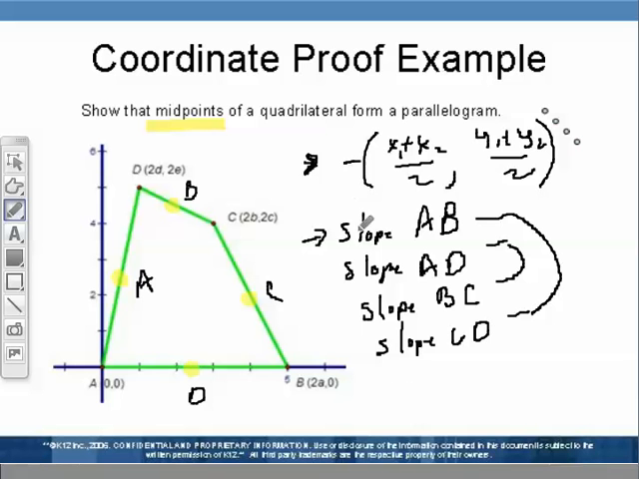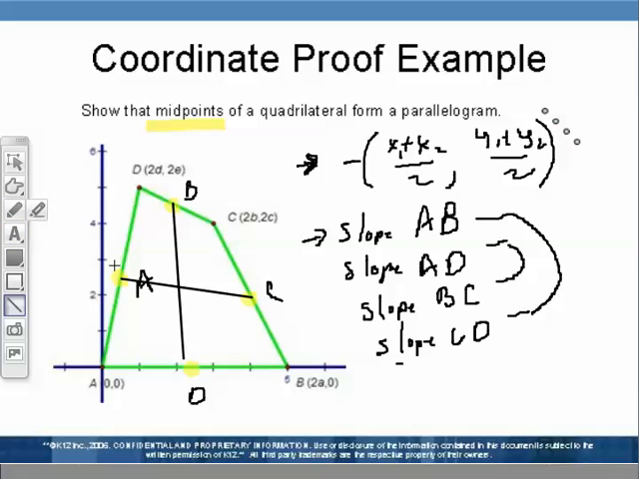Is this the only way of doing it? Nope, I just used the midpoint formula and slope to get here. Are there other ways of doing this? Why, sure there are. You could find where these midpoints are. You're not going to be able to get by without doing that. But you could then say, you know what? We could connect the diagonals here. And we can find out if the diagonals bisect each other.